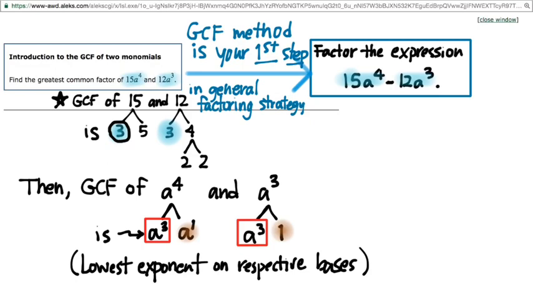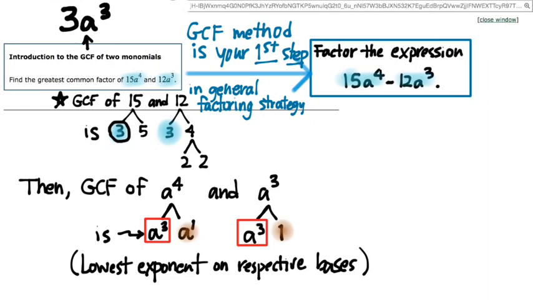So we know now the greatest common factor between the numbers 15 and 12 is 3. The greatest common factor between the two variable expressions is a to the third power. So how do we put those answers together into the greatest common factor of these two monomials? What's our final answer? 3a to the third. Okay, so the greatest common factor is 3a to the third. So the answer to the question on the left is just that GCF, just that expression.